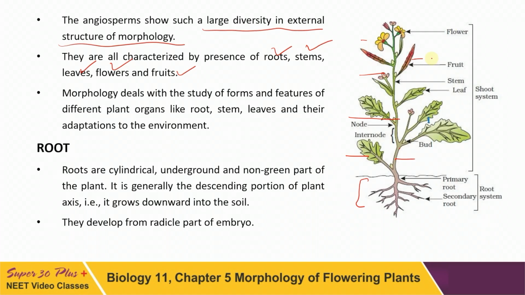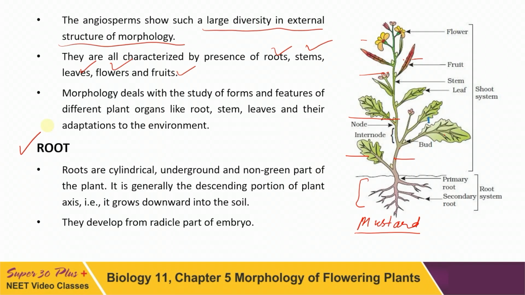Therefore, children, here in morphology what we have to study is a typical angiospermic plant. This one is a typical mustard plant, and in this mustard plant we have to study the external structure or external morphology of the different plant parts. These are the root, the stem, the leaves, the flowers, the fruits, and then the seed. We have to see them one by one now. First we have to see the morphology of roots.